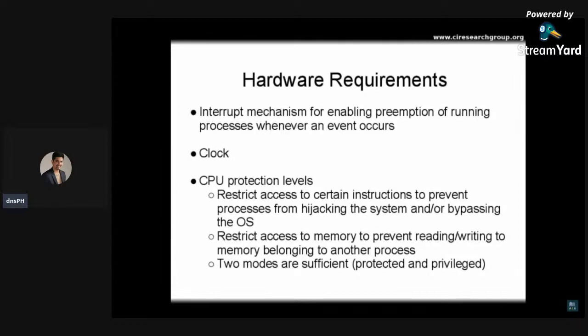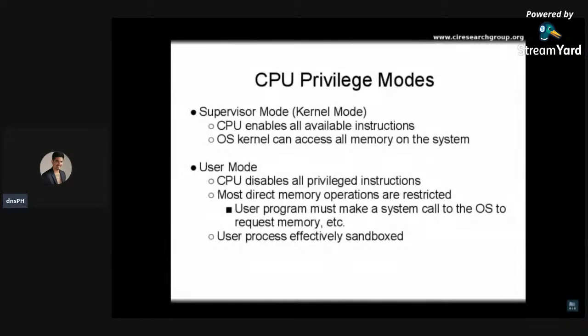Two CPU protection levels are sufficient: a protected mode and a privileged mode. These modes are also called the supervisor mode or kernel mode and user mode. In kernel mode, all instructions on the CPU are enabled, and the kernel can access all memory on the system. In user mode, the CPU disables all the privileged instructions and restricts most direct memory operations. Thus, a user program must make a system call to the operating system to request memory or perform other resource allocation tasks. In this way, the user processes are effectively sandboxed both from the system and from each other.